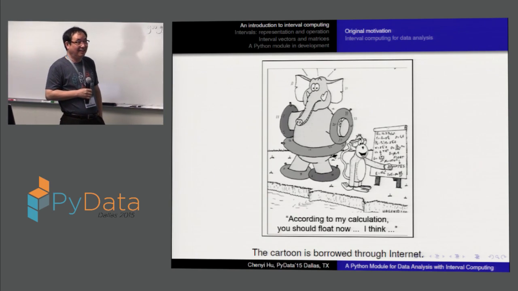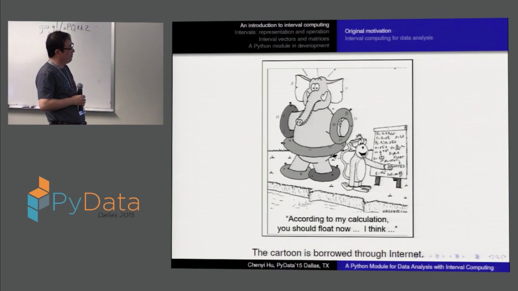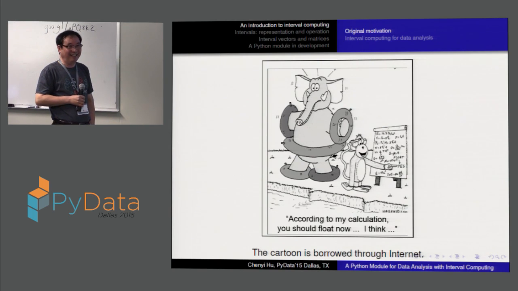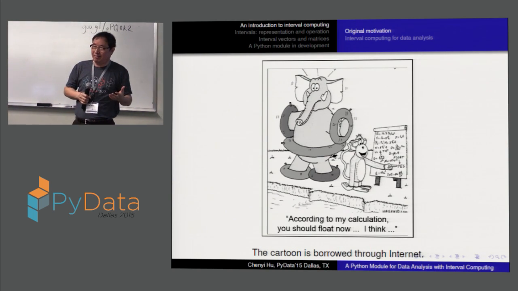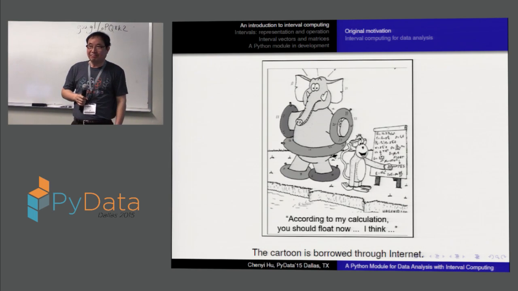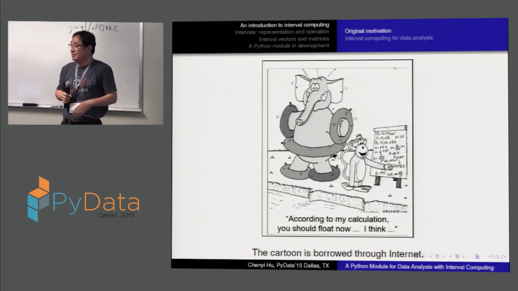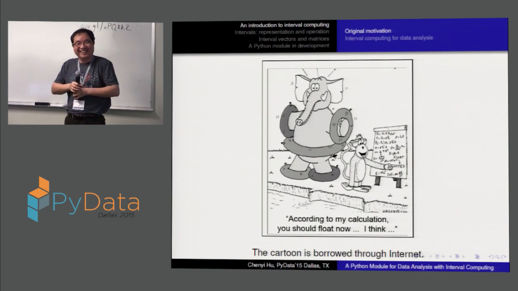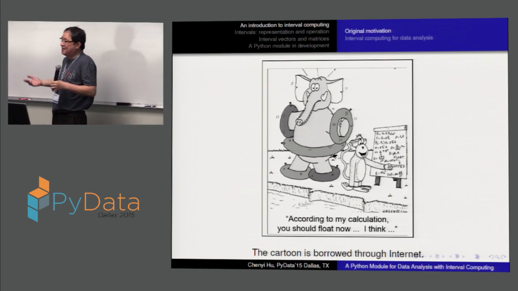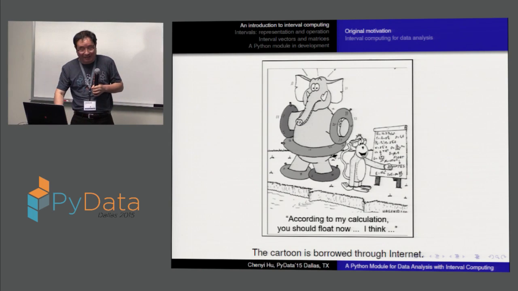A data analyst will analyze the data, and then tell you, according to my calculation, you should float now, all right? The elephant gets everything, but looks like he's not ready to jump in the ocean or the pool, right? Are we getting our computational results correct? Can others trust our analysis? Will we get something like the elephant? According to my calculation, you should float, but it doesn't matter, the elephant can swim, right? That's okay. But how about something else?